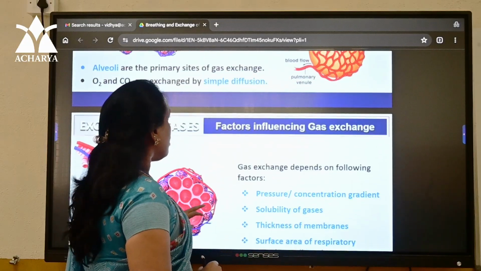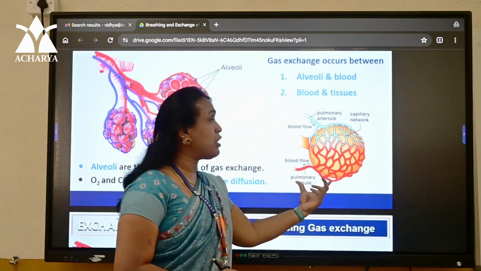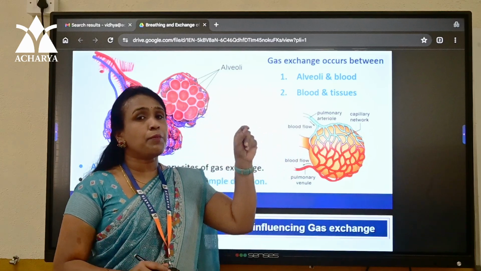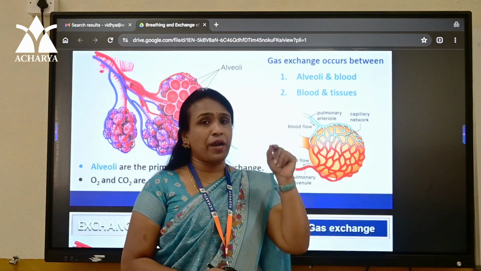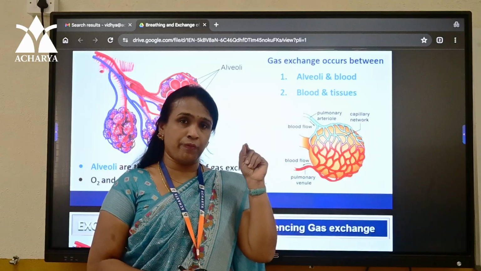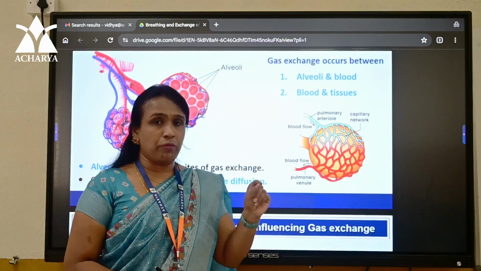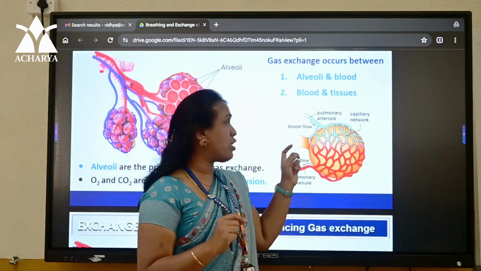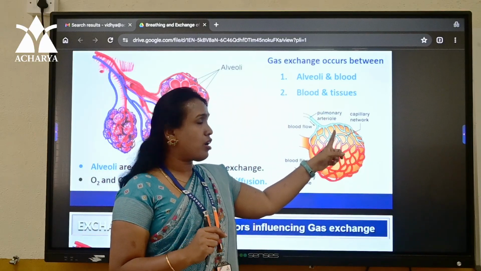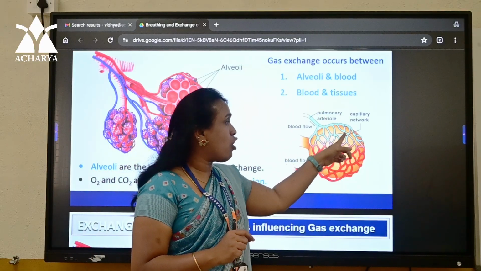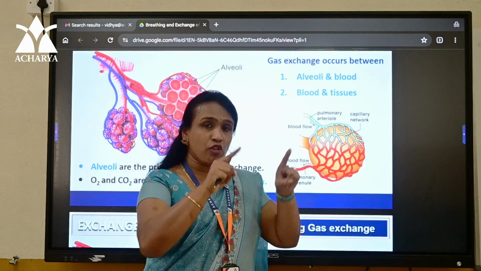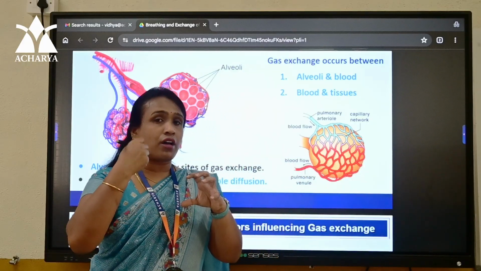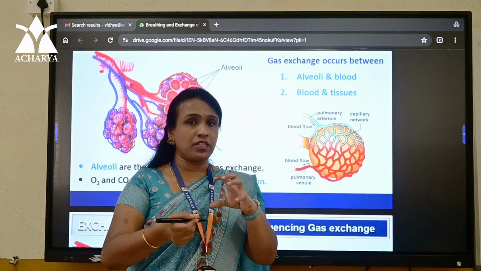Now, if you look at this small image, this explains a lot. The arteriole is a small branch of a pulmonary artery. From the pulmonary artery, many branches come out, and one tiny branch of the pulmonary artery is the pulmonary arteriole, which carries the deoxygenated blood to the alveolar surface. Once it comes to the surface, more carbon dioxide is present in the blood.